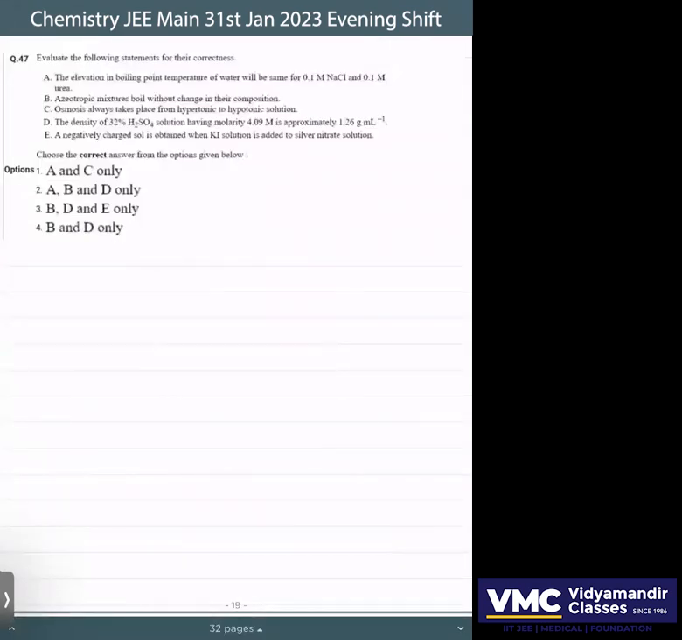Next question. Evaluate the following statements for their correctness. Statement A says that the elevation in boiling point temperature of water will be same for 0.1 molar NaCl and 0.1 molar urea. The elevation in boiling point, which means delta Tb, is i Kb m. The value of i for NaCl is 2, and the value of i for urea is 1. That means it will be same? No, it will not be same. So it is an incorrect statement.